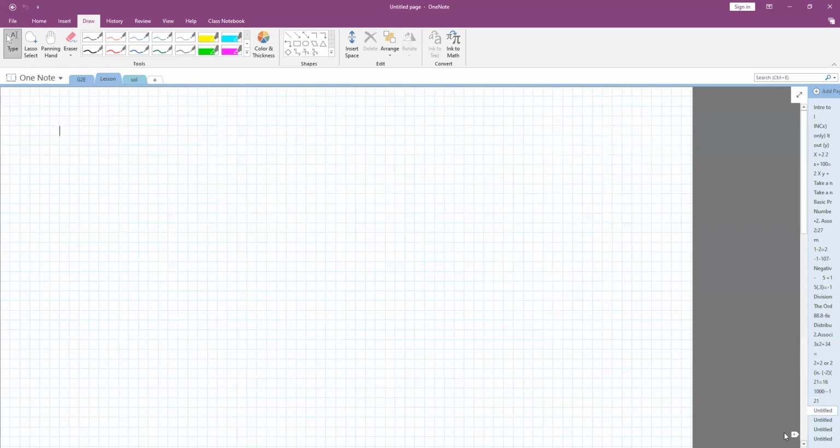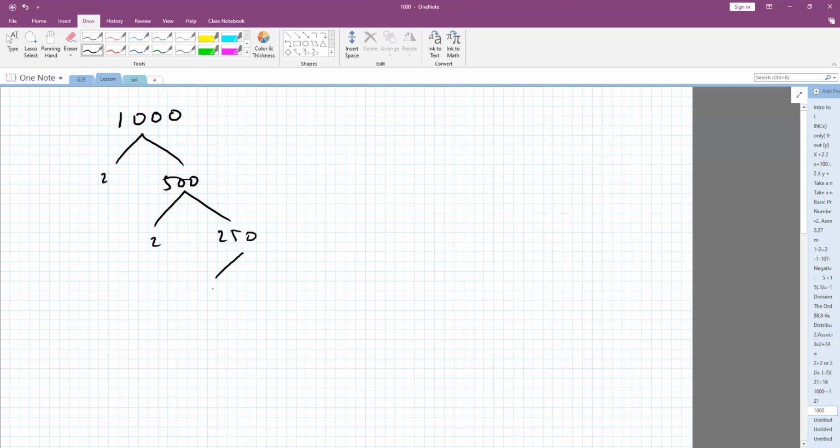Now let's do one more. What about 1000? 1000 divided by 2 is 500. 500 divided by 2 is 250. 250 divided by 2 is 125. Now my question is, is it possible to divide 125 by 2?